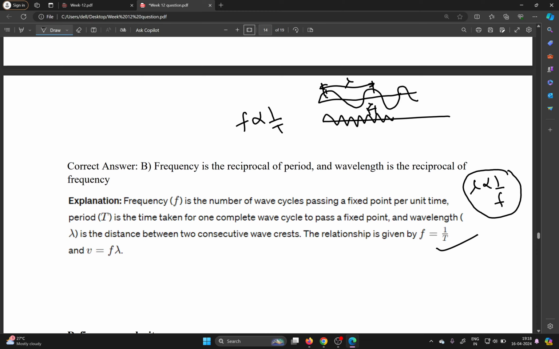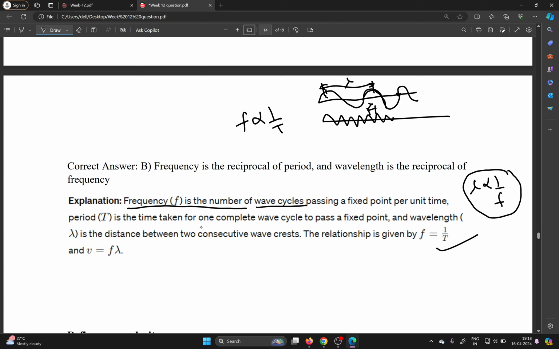So what is actually frequency? Frequency is a number of wave cycles passing a fixed point per unit time. If you want to see at that point how many wave cycles are passing from this point per unit time. If more cycles are passing per unit time, so definitely your frequency will be high.